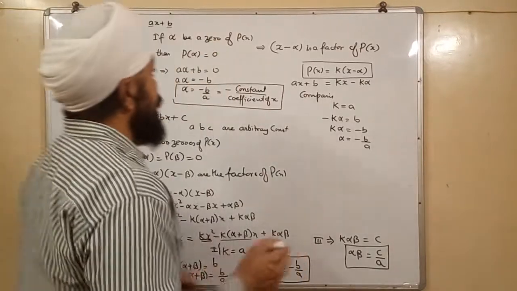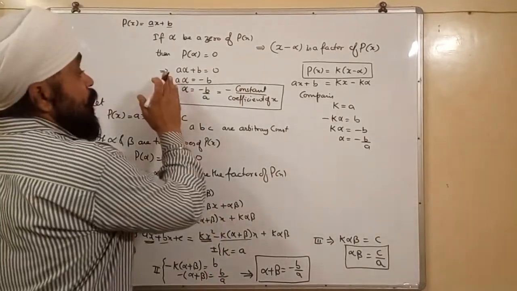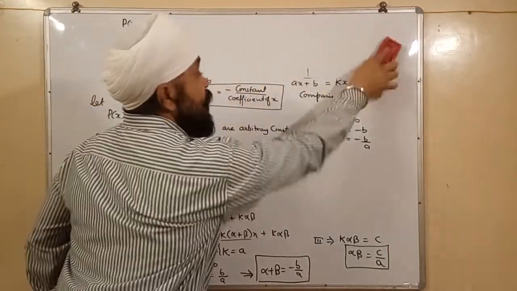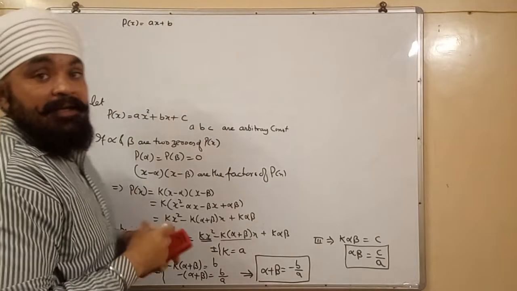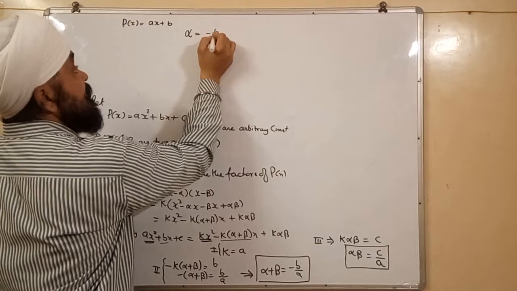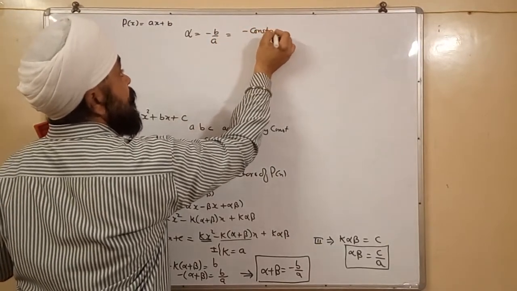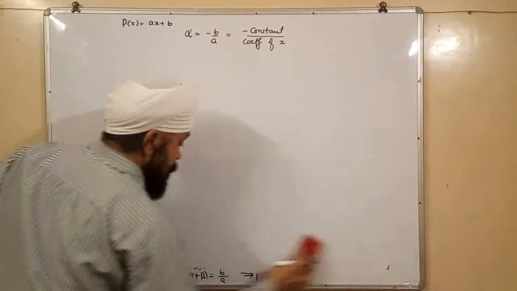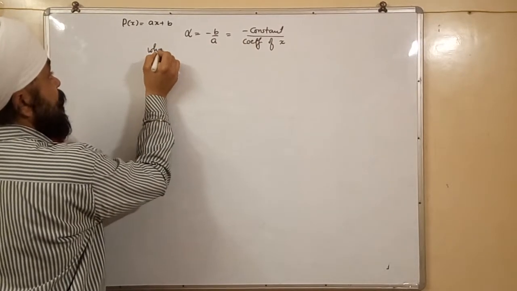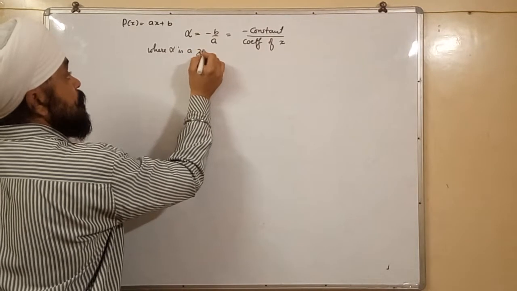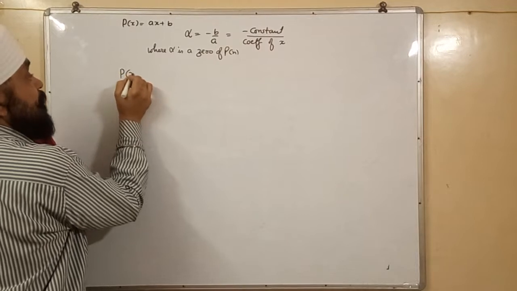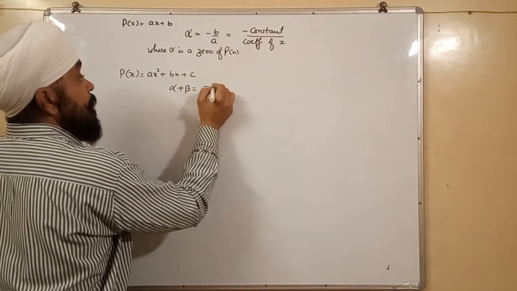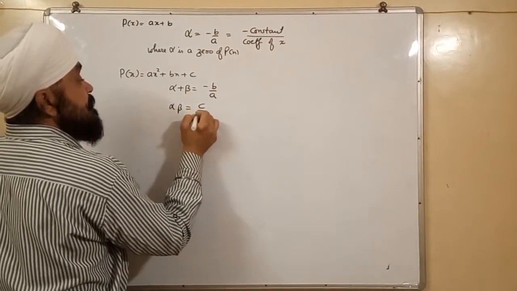Okay, now we will write the conclusion of the part that we have already taken. If we say for a linear polynomial, when it is given as ax plus b, alpha will be minus b upon a, that is equal to minus constant upon coefficient of x. And if we take a quadratic, where alpha is a zero of p(x), now if we have a quadratic ax square plus bx plus c, then alpha plus beta, as we have deduced, is minus b upon a, and alpha into beta is c upon a. So that is the relationship.